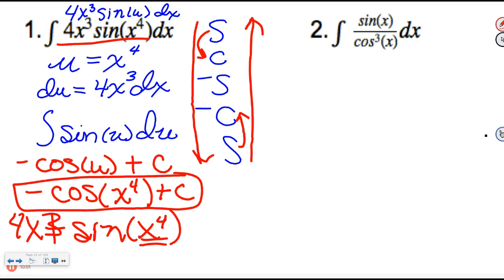All right. Same deal with number 2. I'm going to ask you the same question. Who's the inside function? Cosine x. The inside function is cosine.